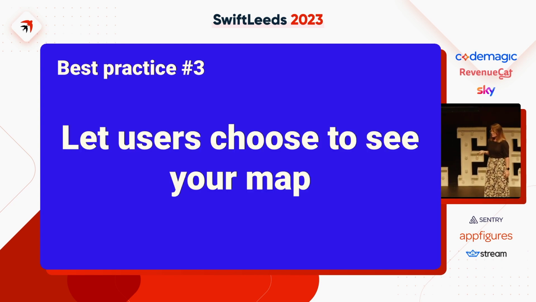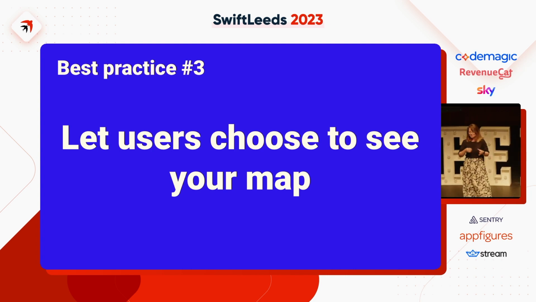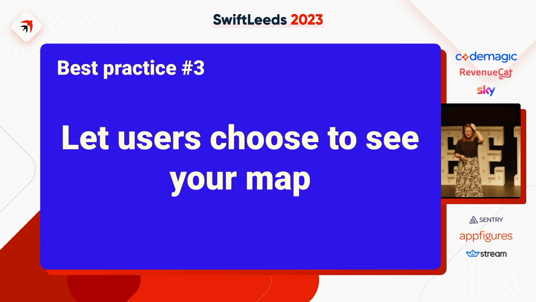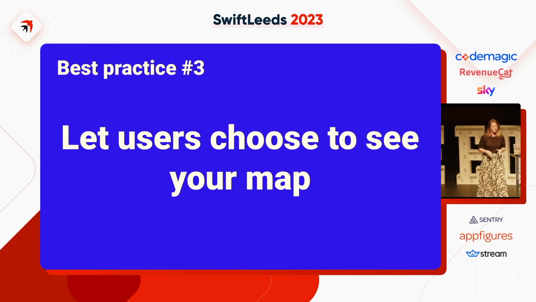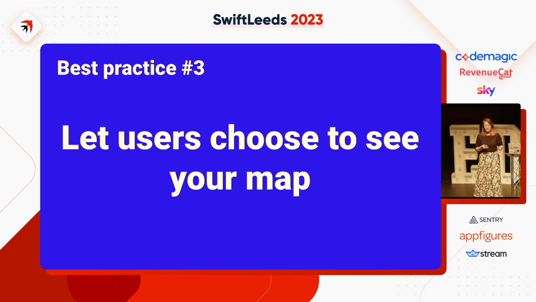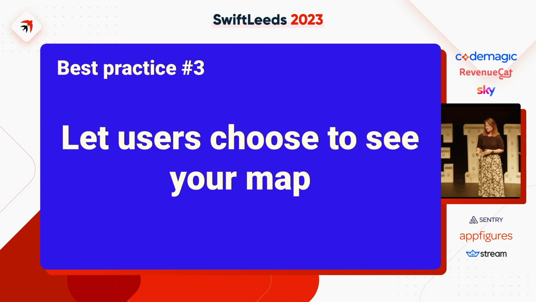If you open an app for the first time, and you see a full screen map, and it's colorful and annotated and moving, and there's a bunch of stuff on there, it can be a bit of a shock. So why not start off with a format that's more digestible for a diverse audience, and then let your users see it on a map if they choose to?